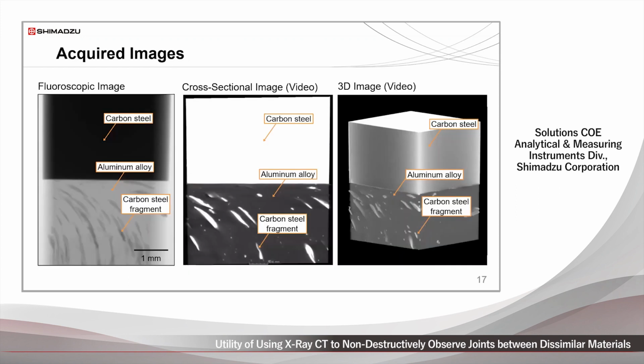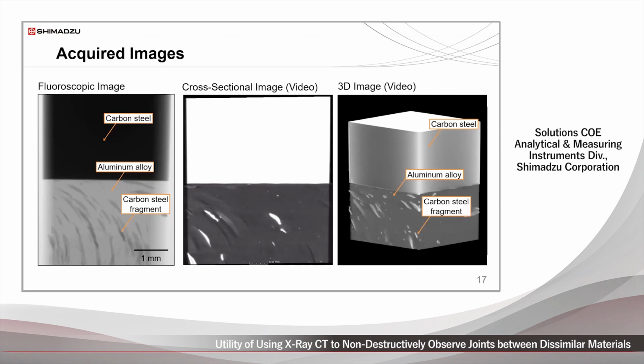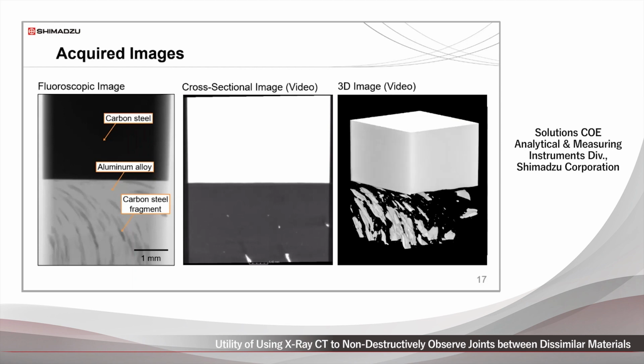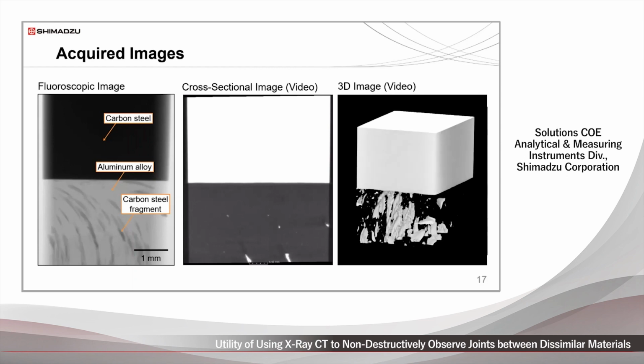These are transmission and CT images of the sample. The transmission image shows the presence of small carbon steel fragments inside the aluminum alloy that occurred due to the friction stir welding. Furthermore, the cross-sectional video images obtained by CT imaging provide detailed confirmation of how the steel fragments are distributed. Finally, the three-dimensional video image makes it immediately apparent how the carbon steel fragments are distributed throughout the overall sample.